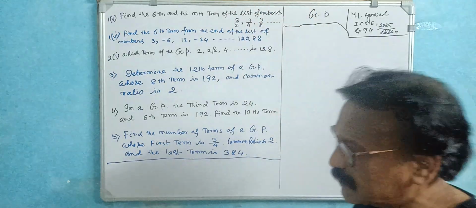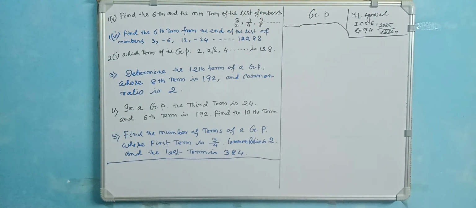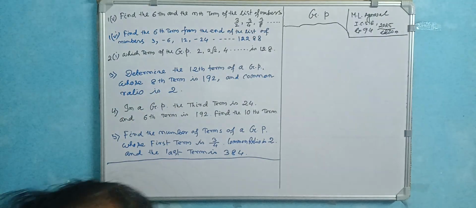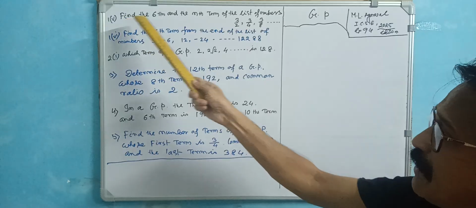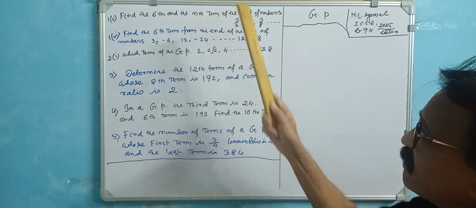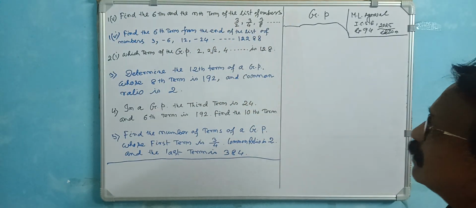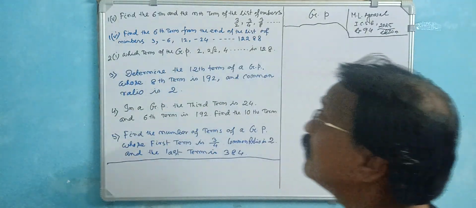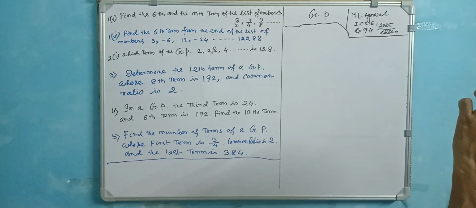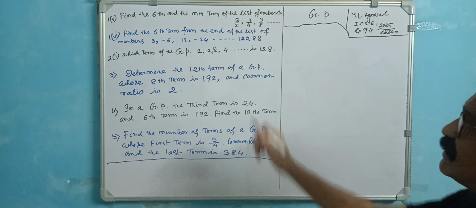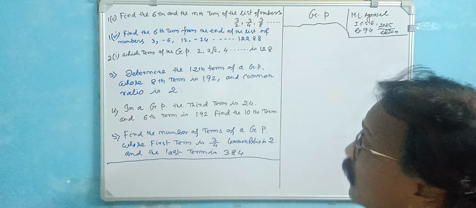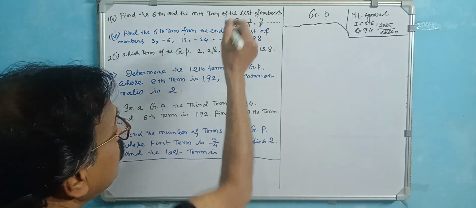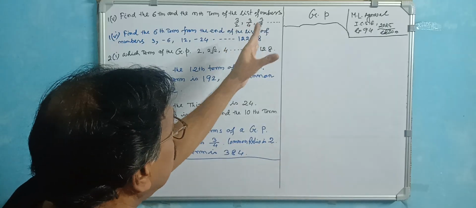So there are six sums. The first sum, no problem at all. Find the sixth and the nth term of the list of numbers. The list of numbers means the list of the GP series. The first term is 3 by 2, then 3 by 4, then 3 by 8.